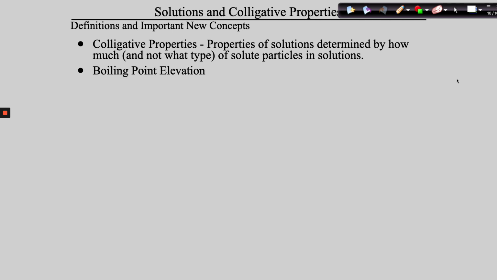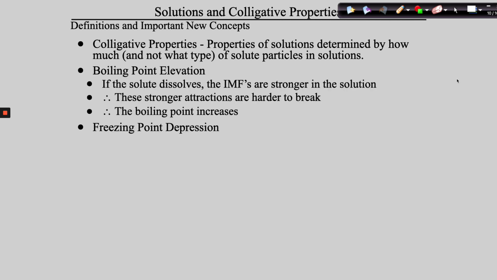This is what it looks like in too many words. If the solute dissolves, the IMFs are stronger. Therefore, the attractions are harder to break. Therefore, the boiling point goes up. Good? Do you need to write it down because you understand it? Okay. But guys, that's not the end of the story.